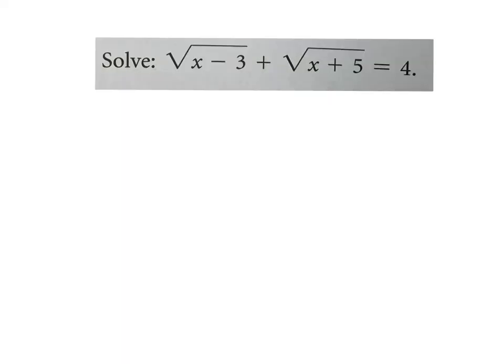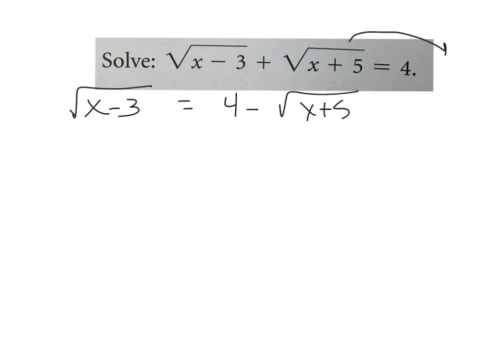And here it is, the biggest one of the whole day. Square root of x minus 3 plus square root of x plus 5 equals 4. Really stay with me here. Do not square until you get one radical isolated. So I'm going to take that radical to the other side. So I have the square root of x minus 3 equals 4 minus the square root of x plus 5.